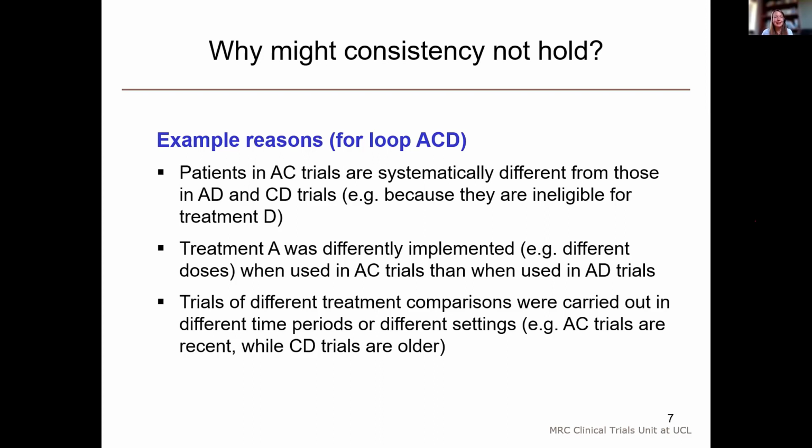Or potentially, it might be that there were systematic differences in the time periods or the settings of trials evaluating different treatment comparisons. For example, if the A versus C trials are very recent because A is a new treatment, while the C versus D trials are older. Any of these reasons could mean that the assumption of consistency doesn't hold in the network.